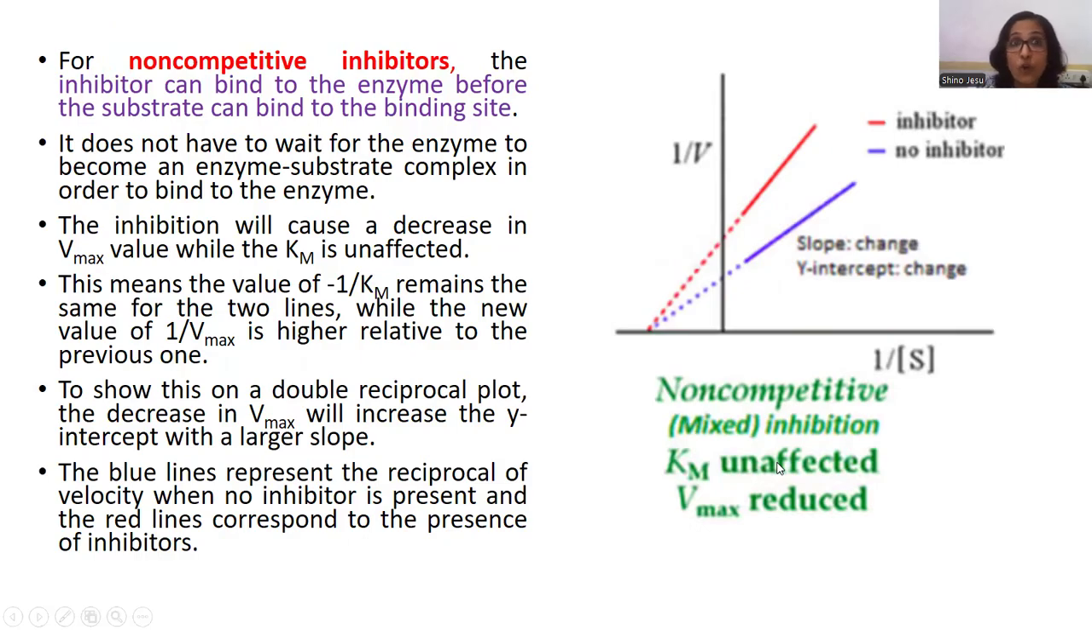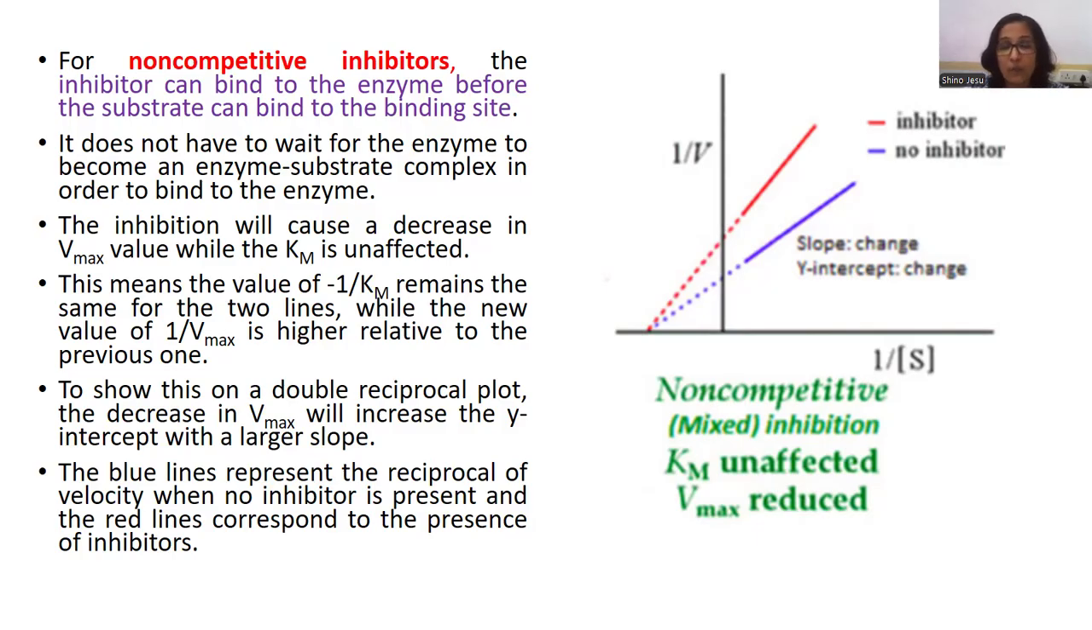Now, in the case of non-competitive inhibitors, the inhibitor can bind to the enzyme before the substrate binds to the binding site. It does not have to wait for the enzyme to become an enzyme-substrate complex in order to bind to the enzyme. The inhibition will cause a decrease in the Vmax value while the Km is unaffected. This means the value of minus 1 by Km remains the same for the two lines, while the new value of 1 by Vmax is higher relative to the previous one.